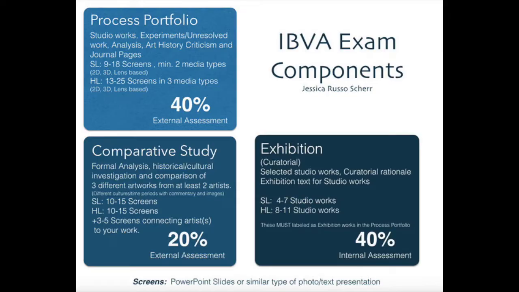So IB Visual Arts is broken up into three components. You have your process portfolio, your exhibition, and your comparative study. This video will focus primarily on the comparative study. So if you're taking standard level, it's 30 points. And if you're taking higher level, it's 42 points.